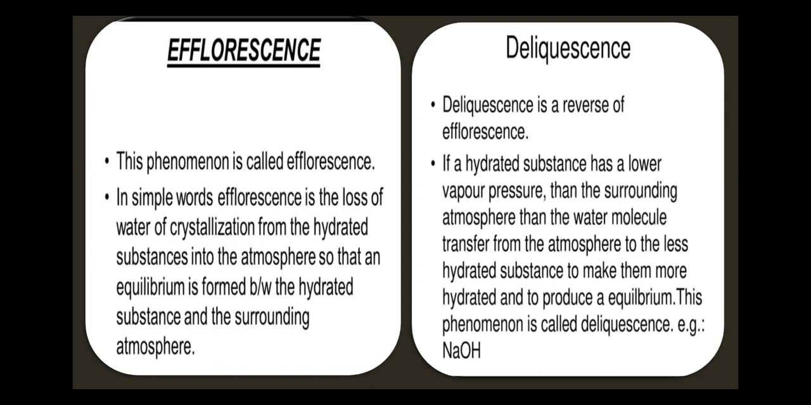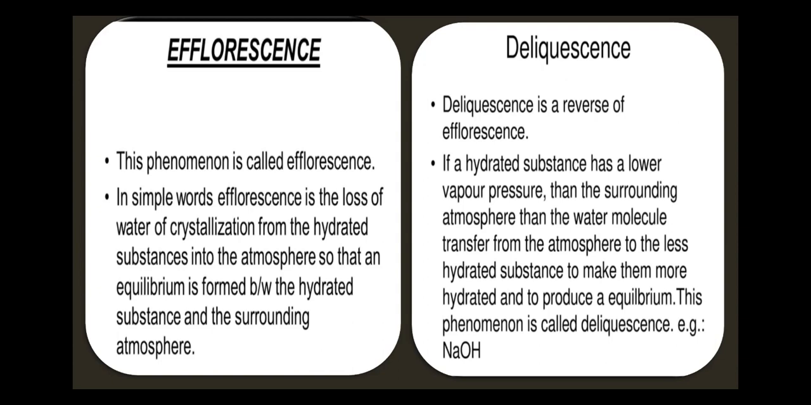Efflorescence, the phenomenon is called efflorescence, in which the substance on exposure to air loses a part of its water of crystallization, or we can say the whole water of crystallization. Then that phenomenon is called efflorescence. Due to efflorescence, the substance loses its crystalline shape and crumbles into a powder.